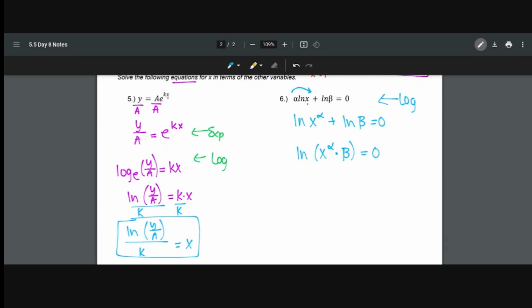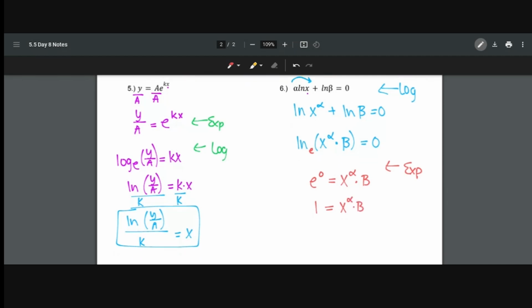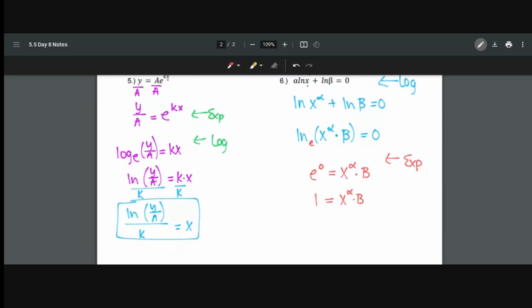All right, so since I've got log form, I would probably like to convert this to exponential form in order to solve. And so I need to know what is my base. My base is actually e. So I need e to the 0 power is equal to x to the alpha times beta. Okay, how much is e to the 0? E to the 0 is equal to 1. We've got x to the alpha times beta. And we're still trying to solve for x, so I'm going to divide both sides by beta. I have 1 over beta is equal to x raised to the alpha power.